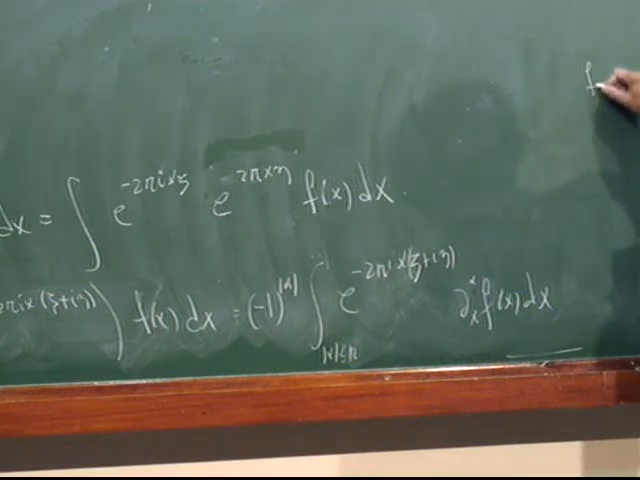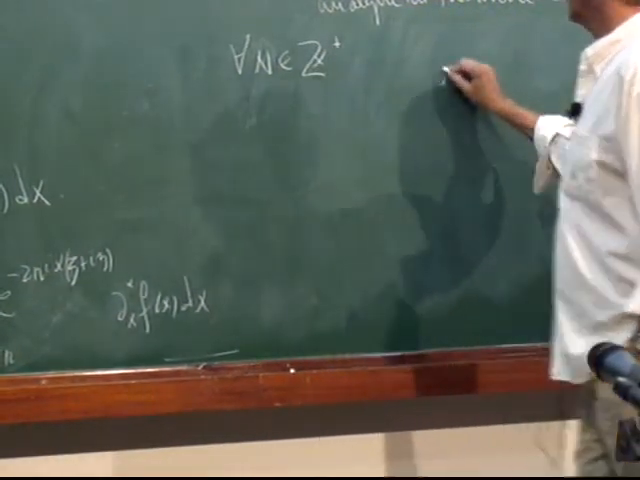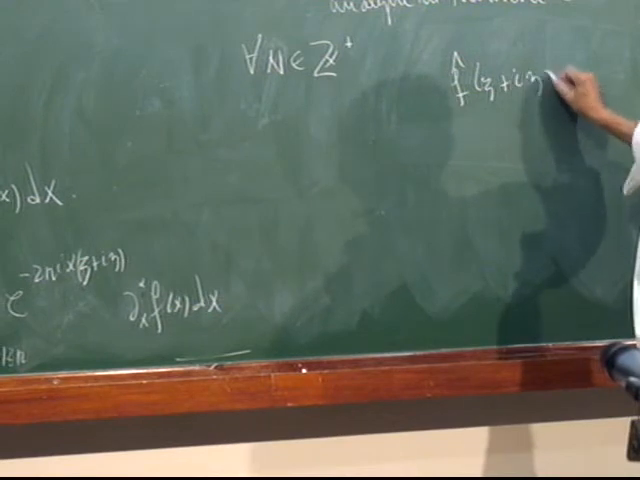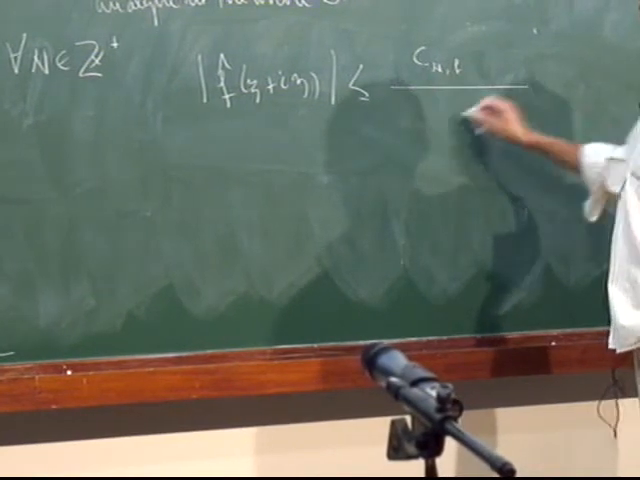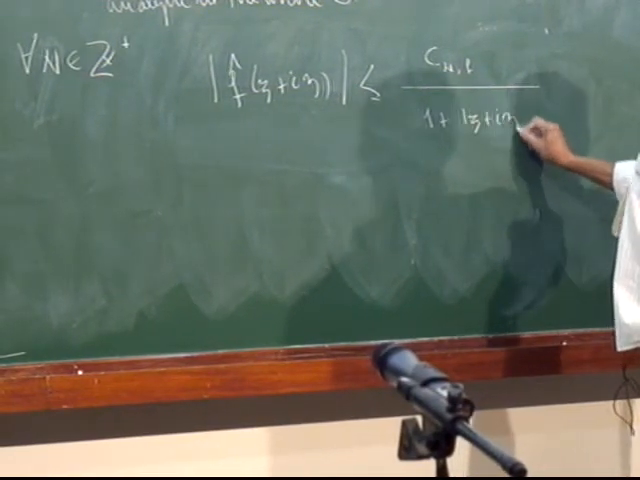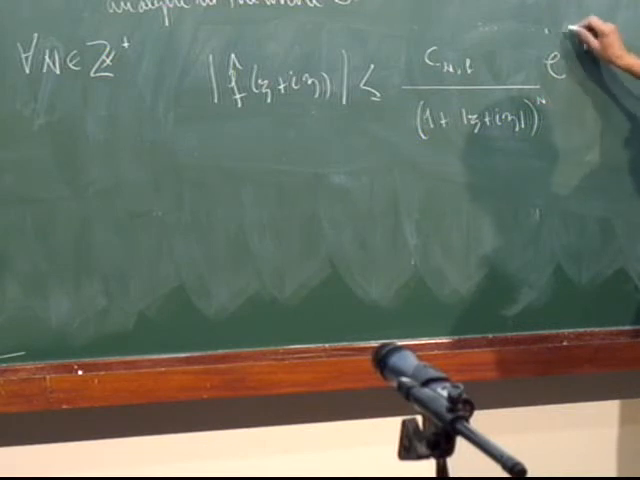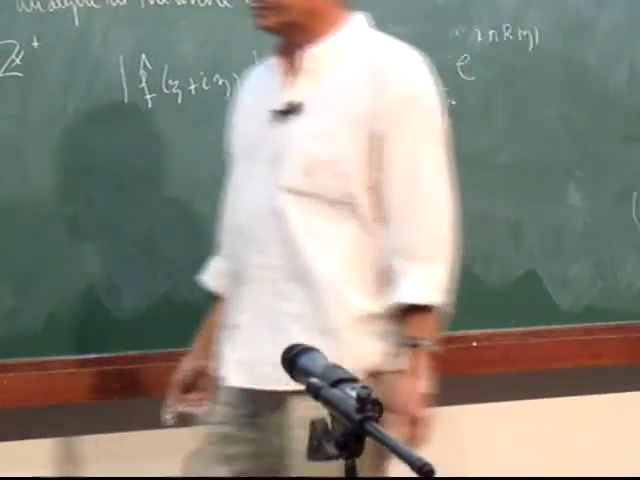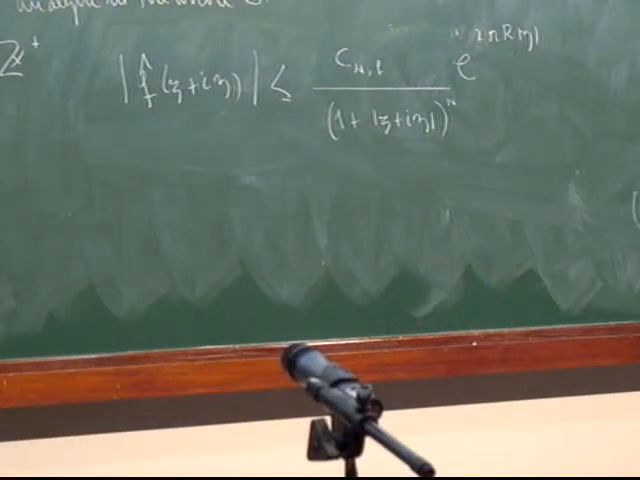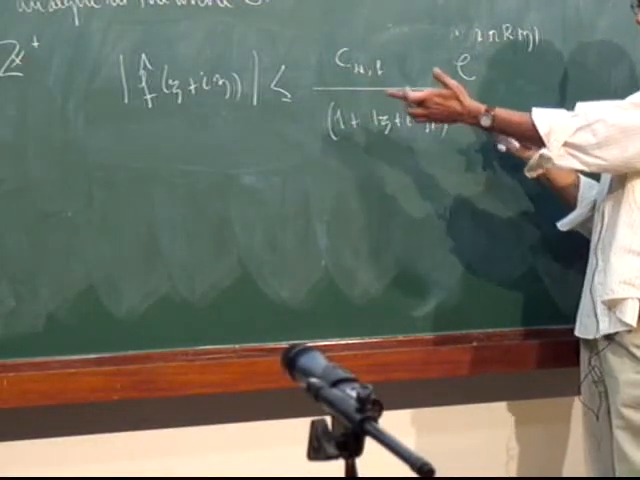You have that for every n, you have f of c plus I eta is less than or equal to some constant that depends on n and f, times 1 plus c plus I eta to the power n, times exponential of 2 pi r eta. Why? Because this number here, you are going to pass in absolute value to the other side, that is bounded. And you can do that for any quantity that you wish. You can choose this one to be even, and you have it.